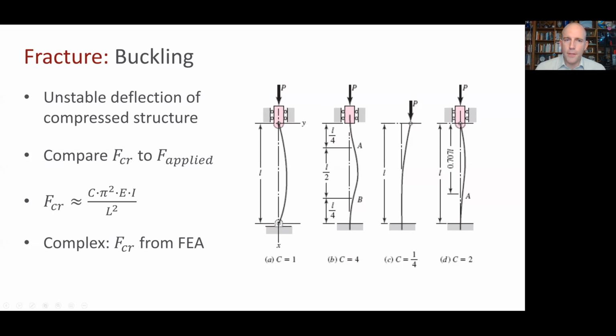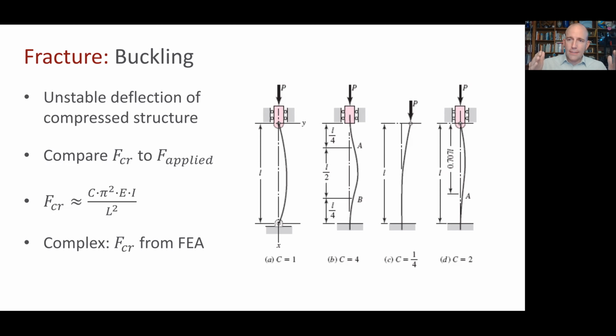Another common failure mode is buckling. And buckling is best understood as an unstable deflection of a structure that's under compression. So let's say we have a column here, and a little gust of wind nudges it just a tiny bit so that this point is no longer straight above this reaction point on the ground. Well, it now is a moment that can tend to cause the structure to bend, but also the structure has some stiffness, and it will try to spring back into place.